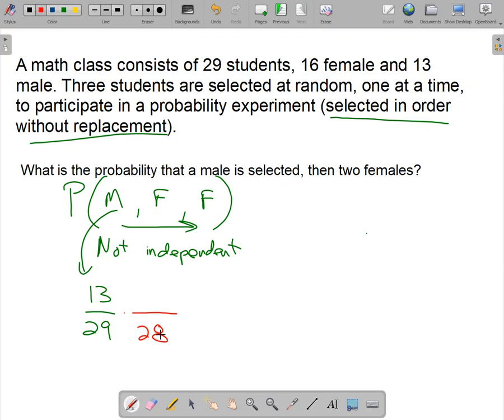These are not. How many females? So one male is gone. How many females are there still? 16. So that's that female right there. And again, we could build a tree for this. You multiply as you move through a tree. I'm multiplying as I do this. Now, there are fewer students. There's only 27 students left in the class to pick from. How many females are left? 15.